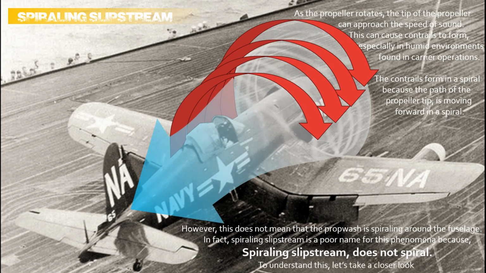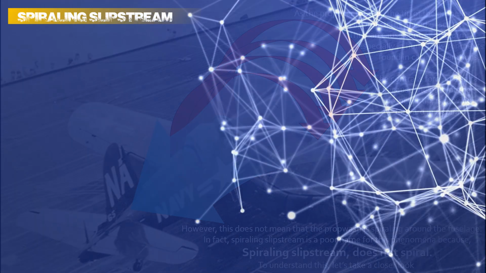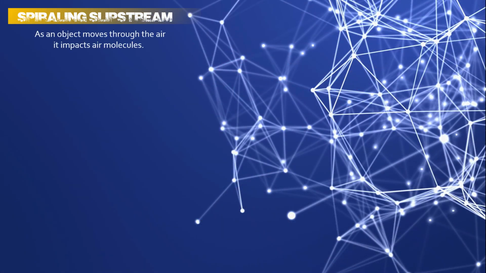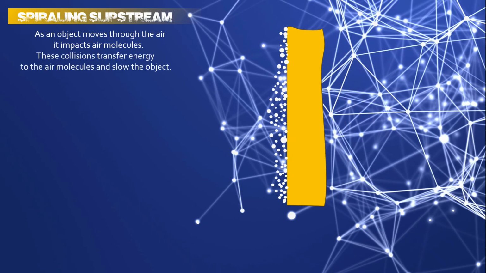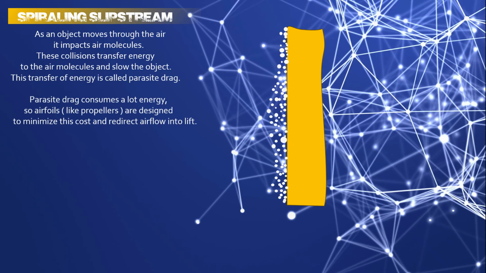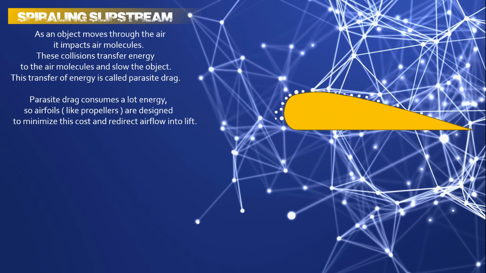To understand this, let's take a closer look. As an object moves through the air, it impacts air molecules. These collisions transfer energy to the air molecule and slow the object. This transfer of energy is called parasite drag. Parasite drag consumes a lot of energy. So airfoils, like propellers, are designed to minimize this cost and redirect airflow into lift. This means that the rotation the prop wash receives from a rotating propeller is negligible.